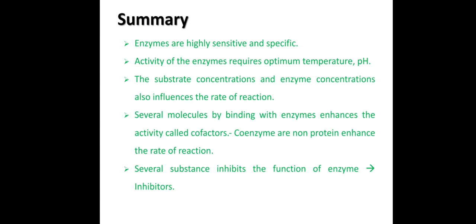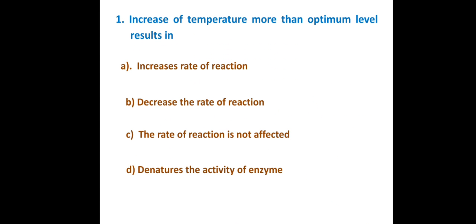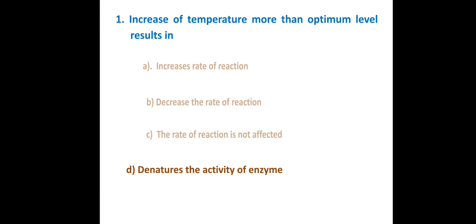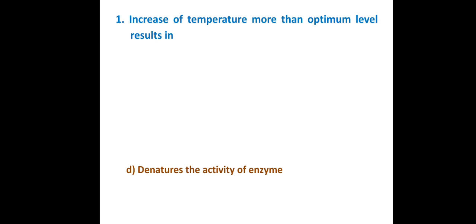So that is all about the factors influencing the enzyme activity: temperature, pH, substrate concentration, enzyme concentration, cofactors and inhibitors influence the enzyme activity to a larger extent. Let us see how much you have understood. Increase in temperature more than the optimum level results in: increased rate of reaction, decreased rate of reaction, rate of reaction not affected, or denatures the activity of the enzyme. The answer is denatures the activity of the enzyme.